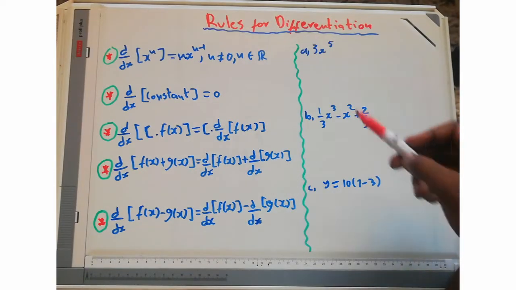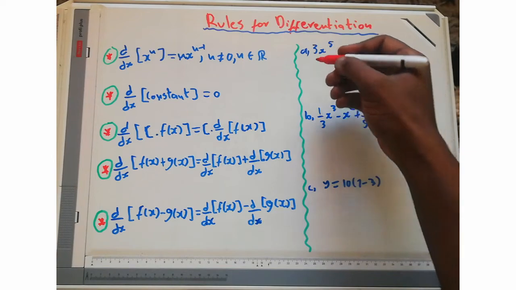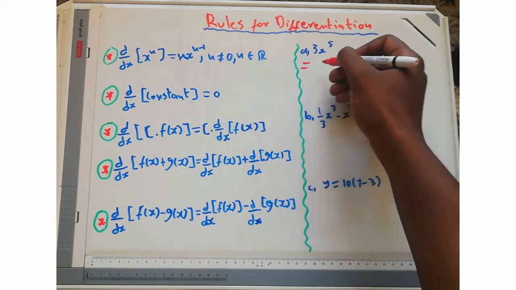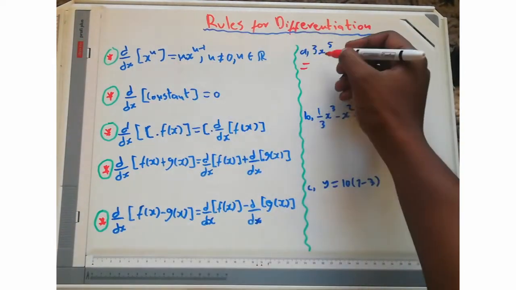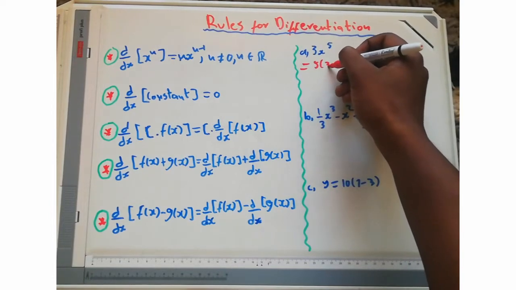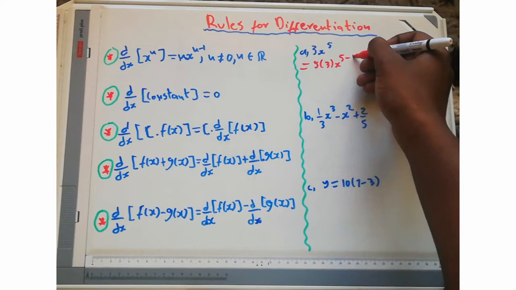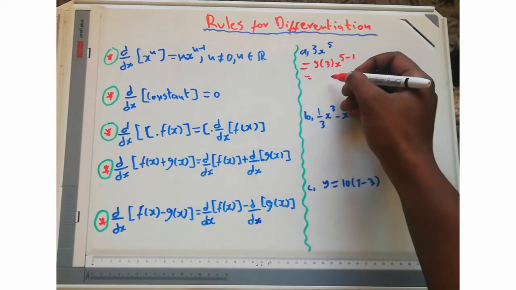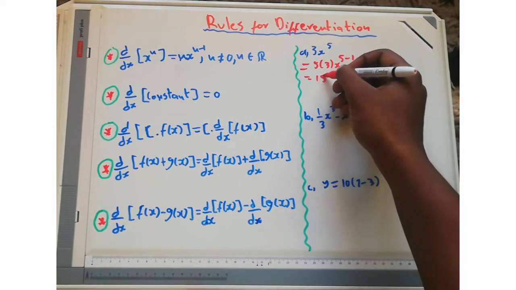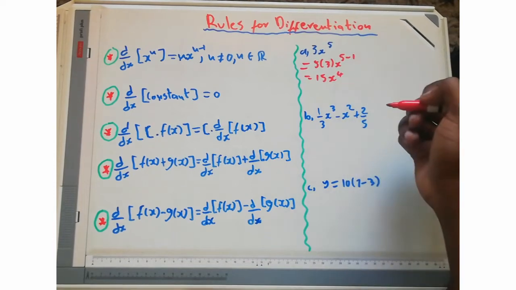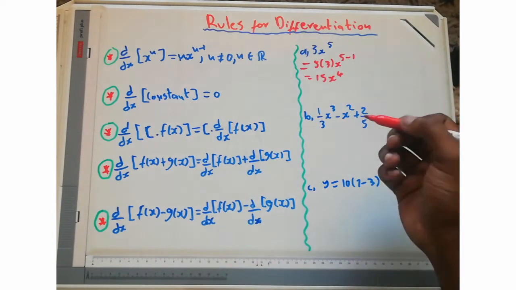So the first question is find the derivative of this. So applying the first rule, it will be 5 times the 3, all into x to the power 5 minus 1. So this will give you 15x to the 4. You have applied the first rule.